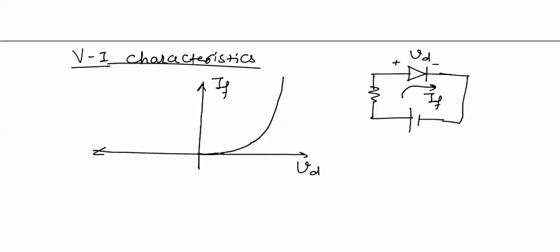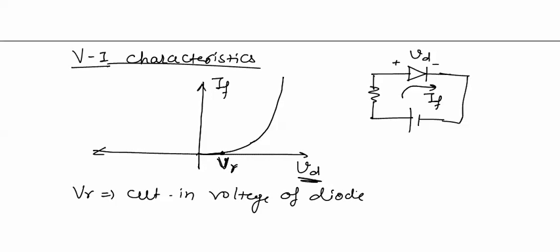The current through the diode is nearly equal to 0 unless the electric field across the junction is overcome by the applied electric field. So the current through the diode up to a certain voltage VD will be nearly equal to 0. This voltage is defined as V gamma, called the cut-in voltage of the diode. This cut-in voltage is nearly equal to 0.2 volt for germanium and nearly equal to 0.7 volt for silicon.